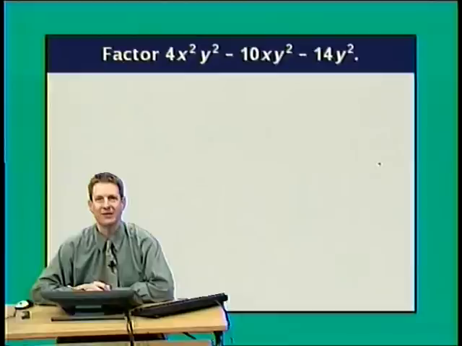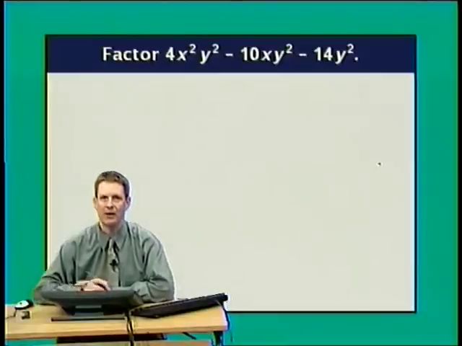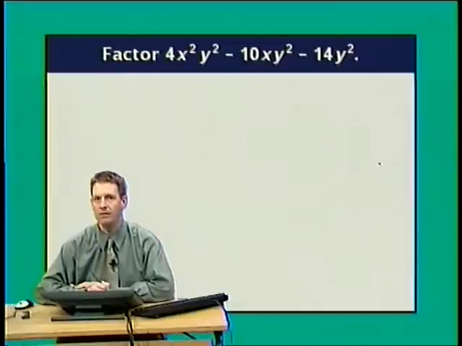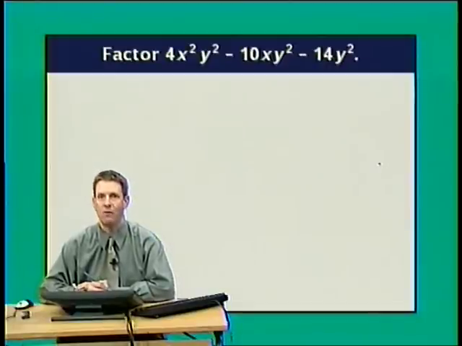4x squared y squared minus 10xy squared minus 14y squared. Were you successful in factoring this one? Maybe if you weren't, one of the things that you forgot is that the first step in any factoring problem is to look for and factor out common factors. And in this problem, all three terms have factors of y squared. So the first step in this problem is to factor out the common factor of y squared.